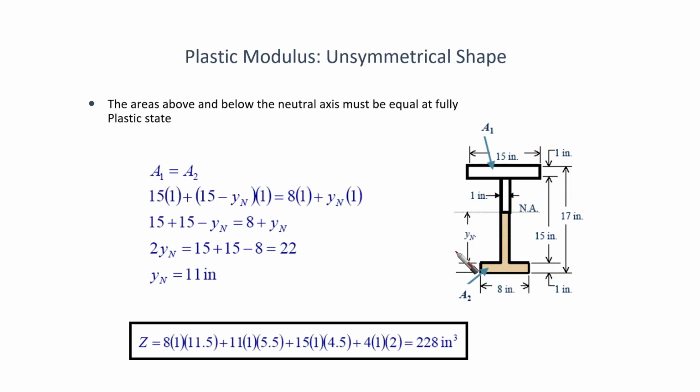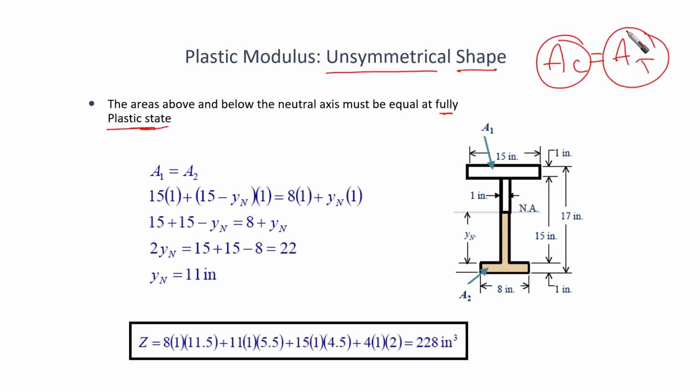The other case that we want to understand is what if we have an unsymmetrical shape. What is going to happen for us? In this case, we are going to find that the areas above and below the neutral axis must be equal at the fully plastic state. Do you remember I said that AC equals AT? Area in compression should equal the area in tension. That is something that we are sure of.